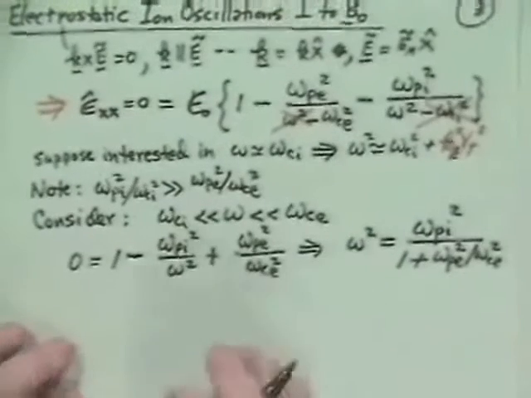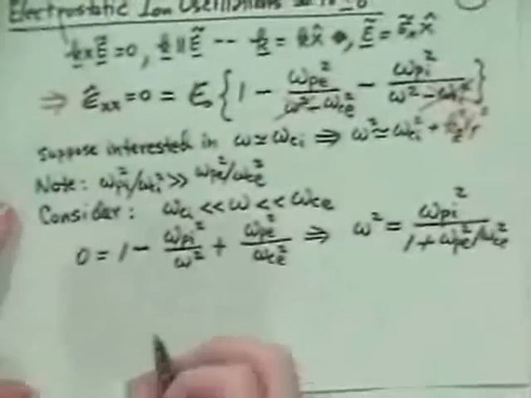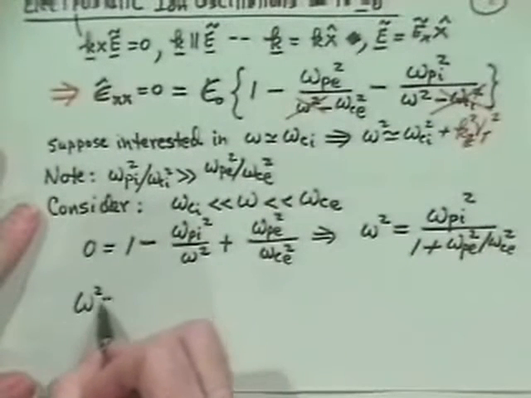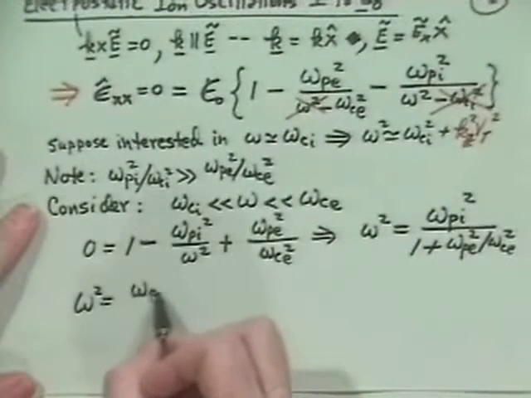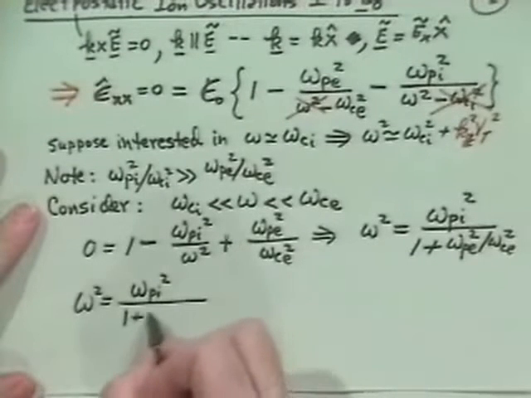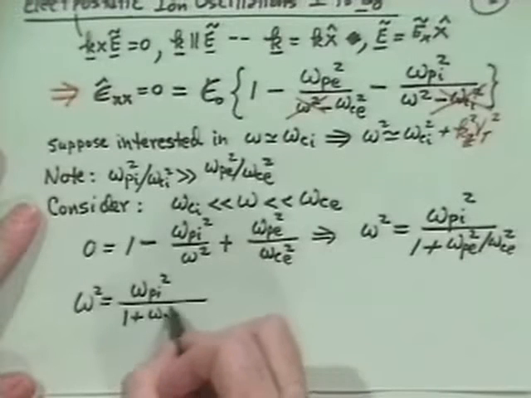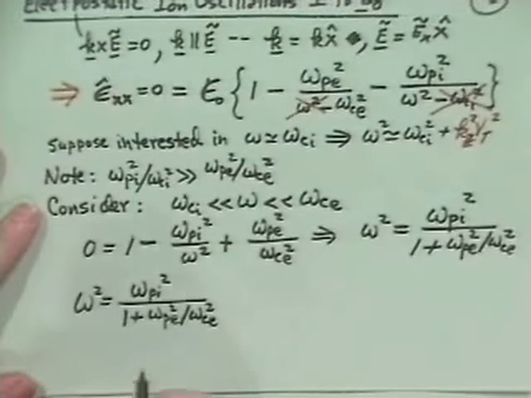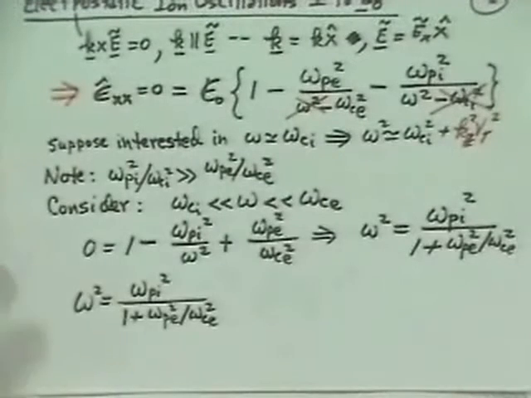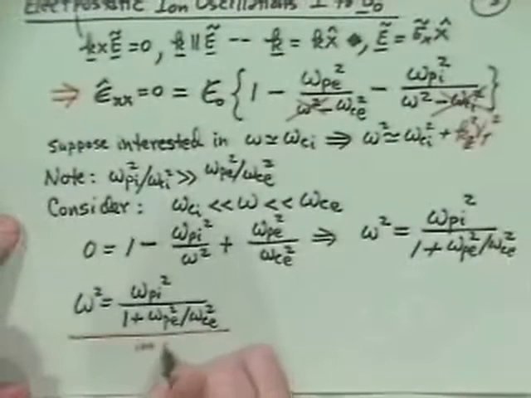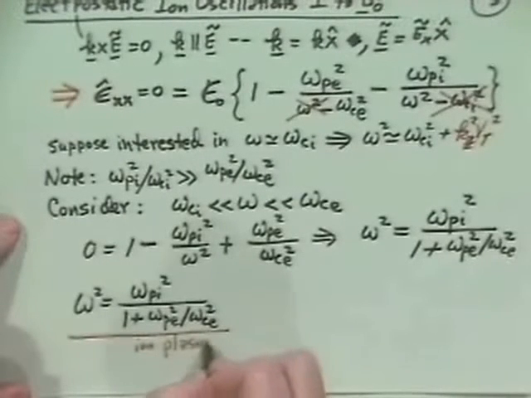Now, people usually write this, I'll write this out on the next line, same thing actually: omega squared is equal to omega_pi squared divided by 1 plus omega_pe squared over omega_ce squared. And in this form, what we would call it is an ion plasma frequency oscillation.